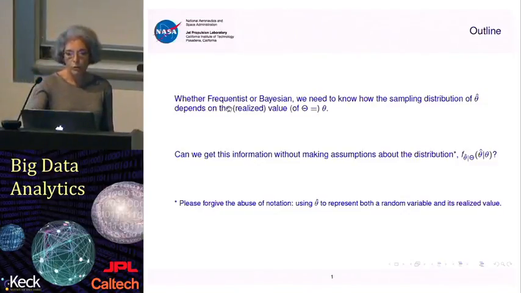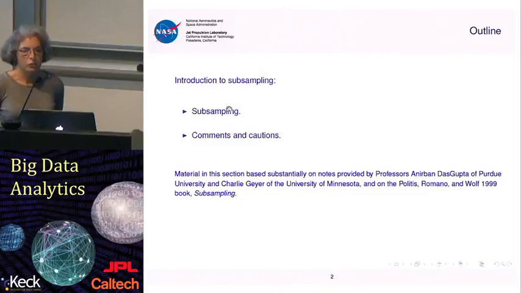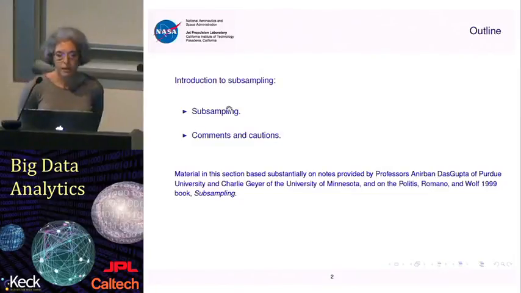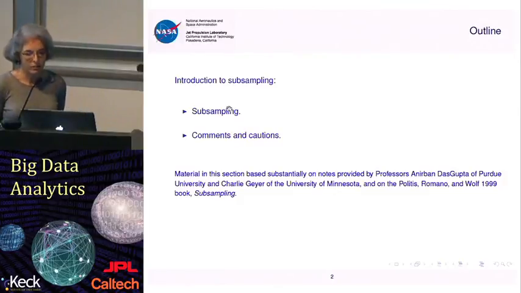I will not repeat the asterisk at the bottom, which is an apology for abusing some notation. I did that in the last module, so we'll just live with that. So this section is reasonably short. We're just going to introduce subsampling, and then I'm going to make a few comments and give you a few cautions about using any of these methods.